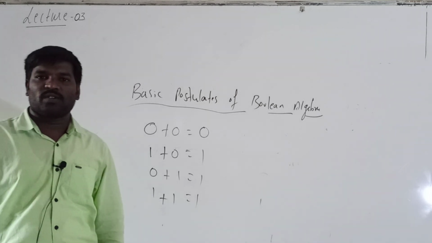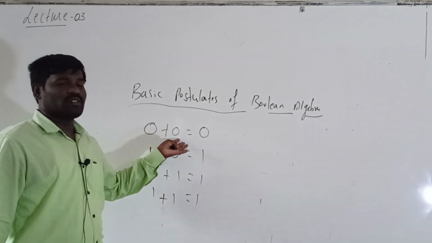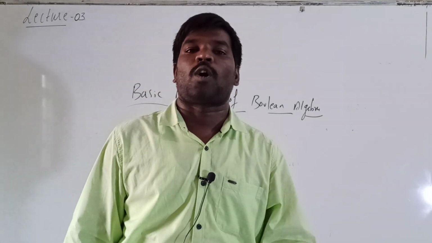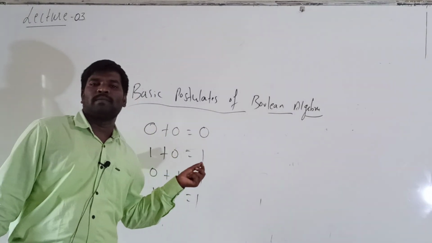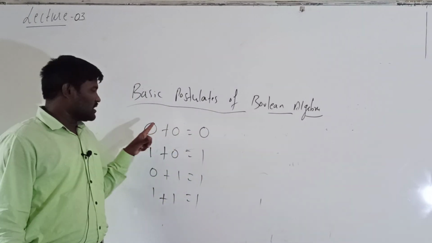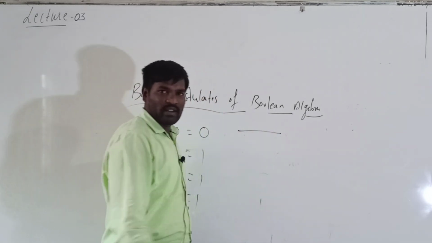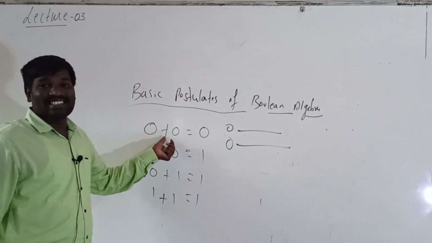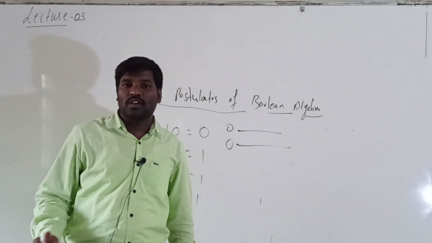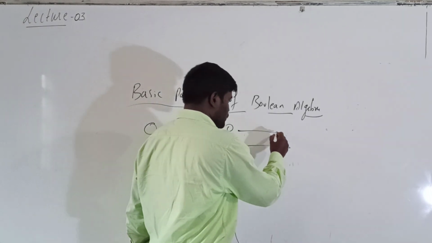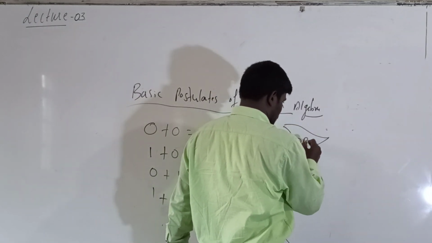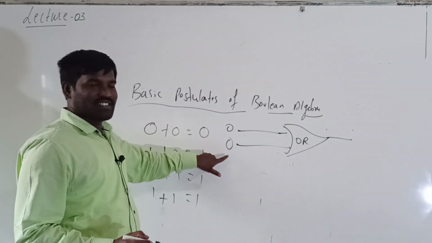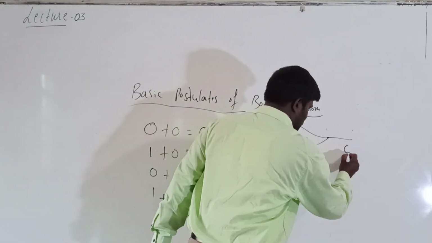The basic postulates of Boolean algebra, 0 plus 0. So this is nothing but the truth table of logical addition, that is the OR operator. Suppose we want to draw the circuit for this one: here the first input is 0, and the second input is 0. Here plus is there. Plus means which gate we have to use? We have to use the OR gate. If I pass 0, 0, 0 plus 0, after applying the OR gate, it becomes 0 only.